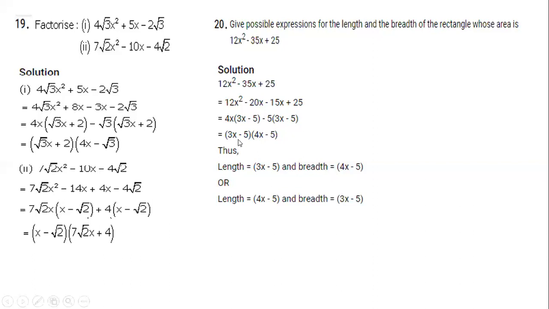We all know that area is equals to length into breadth. But it is not sure that this is length or this is length. So our solution must be length is equals to 3x minus 5 and breadth is equals to 4x minus 5, or length is equals to 4x minus 5 and breadth is equals to 3x minus 5, because we are not sure that the first one is length or the second one is length. So we have to take both possible outcomes. If length is 3x minus 5, then breadth must be 4x minus 5. And if we take length as 4x minus 5, then breadth must be 3x minus 5.